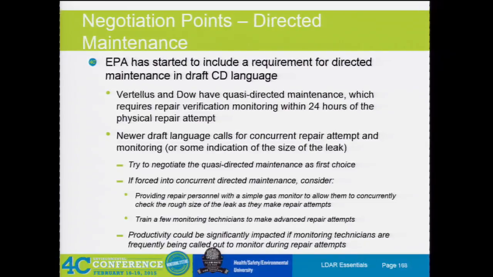I know recently, the Colorado Regulation 7 rule just came out, so I've been working on that quite a bit, and one of the things in there is they're allowed to do a repair attempt within the 15 days, and then it restarts the clock to go out and do the re-monitor. So you don't have to do it within 5 days of finding a leak. You have to do it within 5 days of making your repair attempt. It's kind of quirky language in that rule, but this one's saying you got to get out there right after it. Newer draft language calls for concurrent repair attempt and monitoring. So at the same time, be out there while the guy makes the repair.